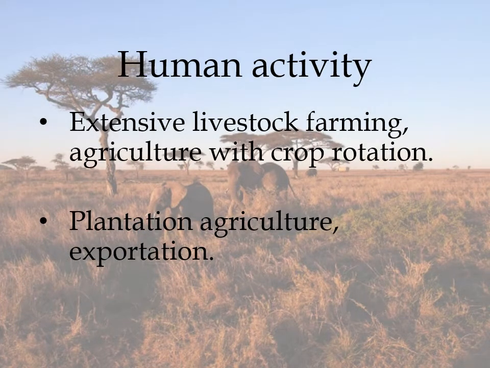Human activity in this tropical landscape consists especially of livestock farming carried out in an extensive way. So with huge lands and very low technology, and agriculture with crop rotation with traditional methods. But in some parts we can also find plantation agriculture whose objective is exportation, so selling the goods to other parts of the world, especially the richest parts of the world.